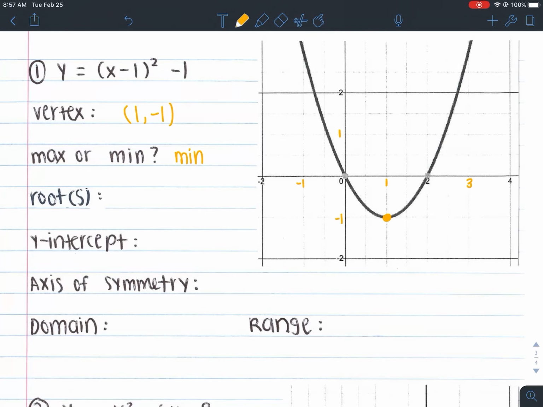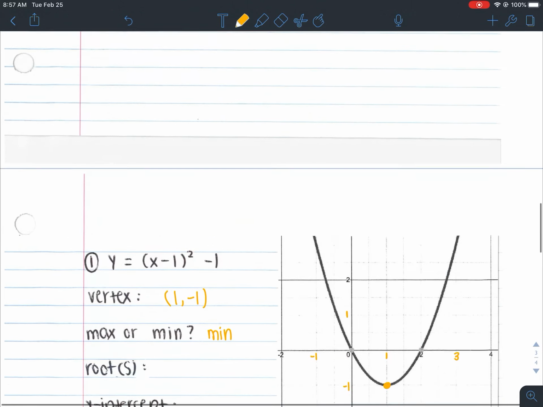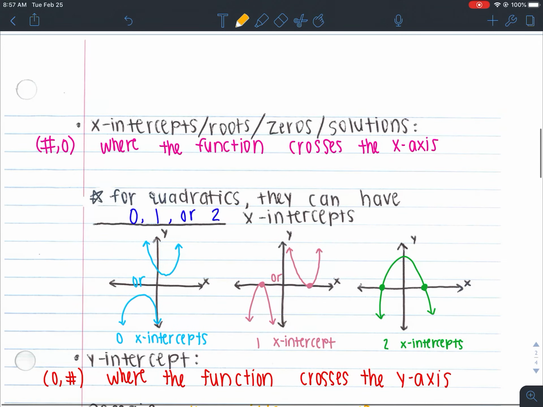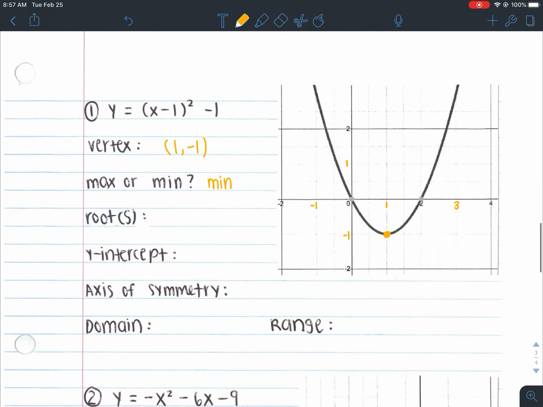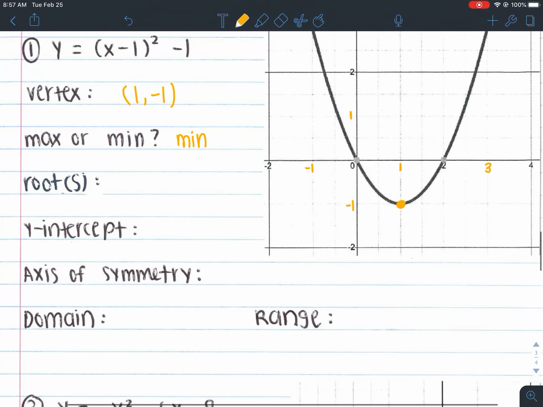And it has it in S's because I could have more than one. Well, remember, what's a root? A root, again, is an x-intercept. It is where my graph crosses the x-axis. So you have to think, okay, if it's saying roots, then I have to remember, okay, that's x-intercepts.